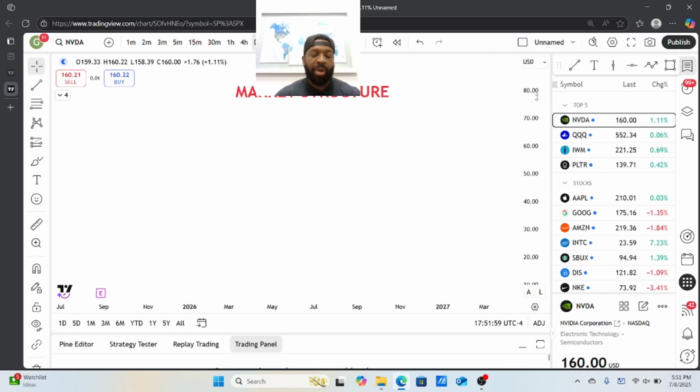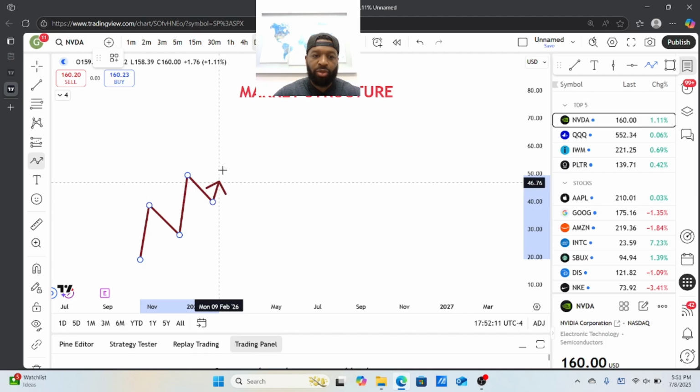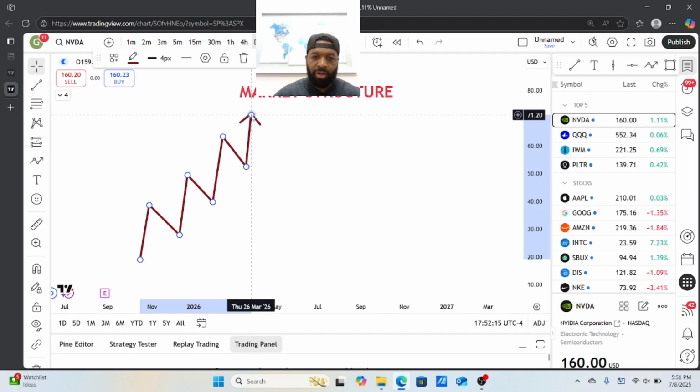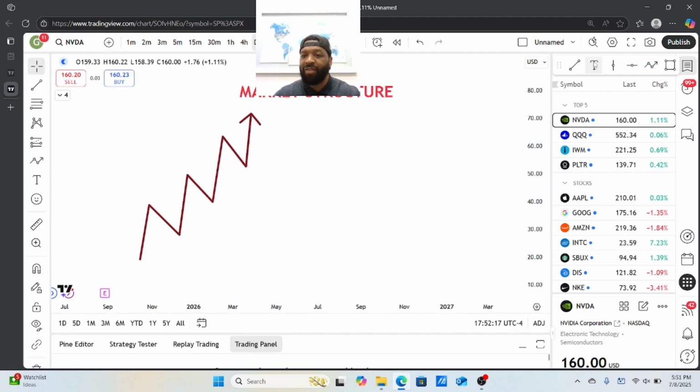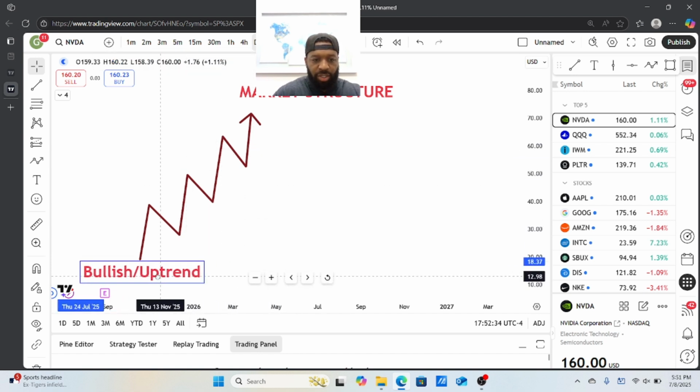So what is market structure? We have 3 different types of market structures. Number 1, we're going to have an uptrend. An uptrend is also called a bullish trend, or an upward move. There's a lot of different names and words for this, but we're just going to call it what it is. This is bullish. This is an uptrend.